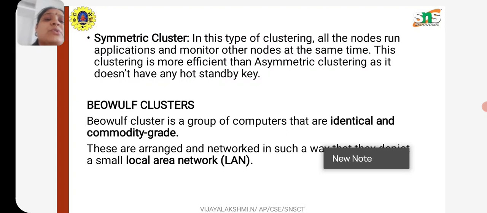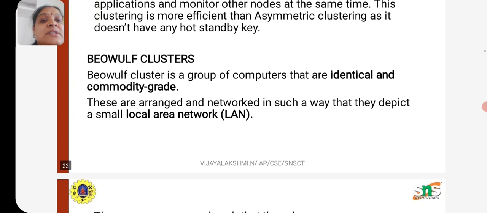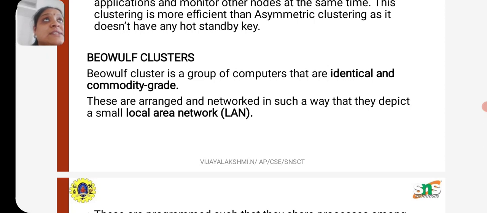One more cluster, we have a special cluster which is called the Beowulf cluster, which is nothing but a group of computers which are identical and commodity grade. Commodity grade means all the computers or systems are made of first quality, or run in an efficient manner. These Beowulf clusters are arranged and networked in such a way that they depict a LAN connection.